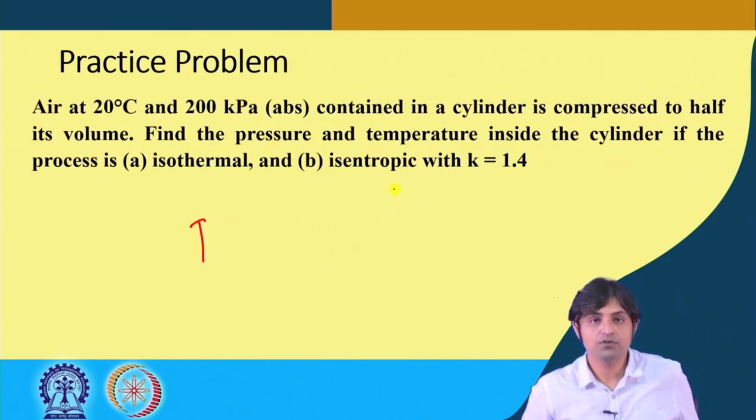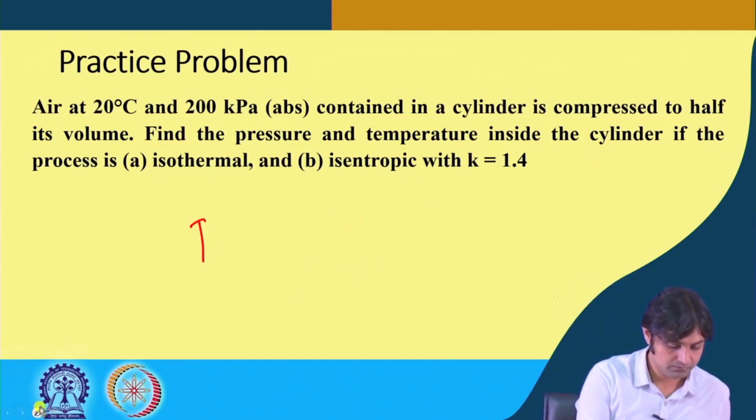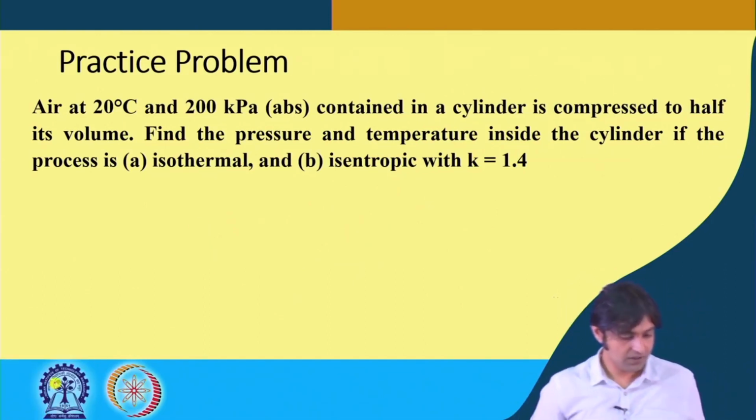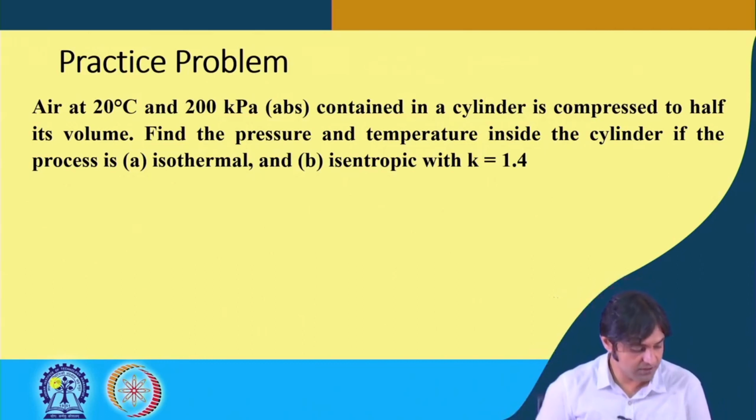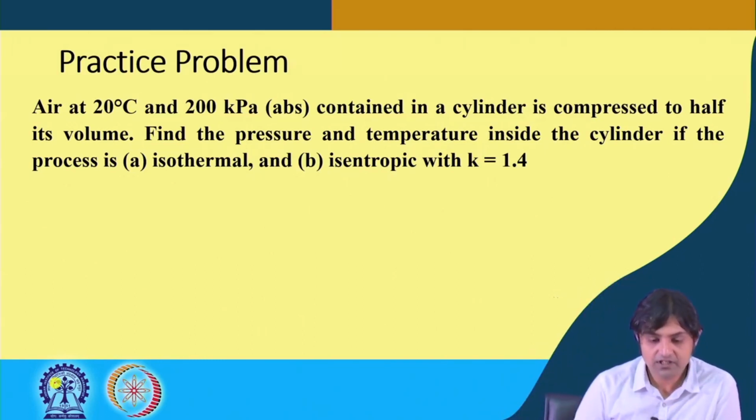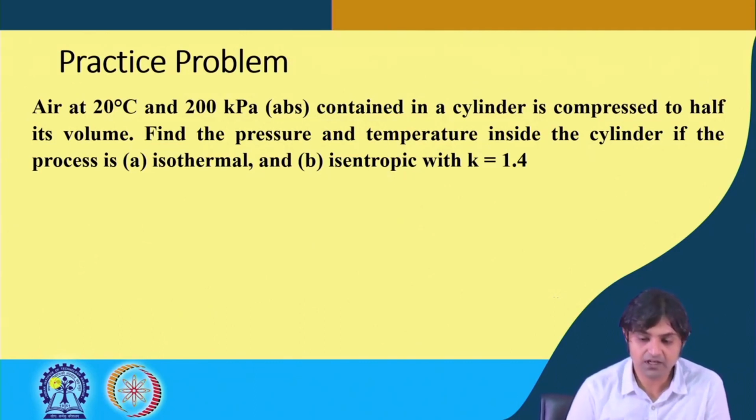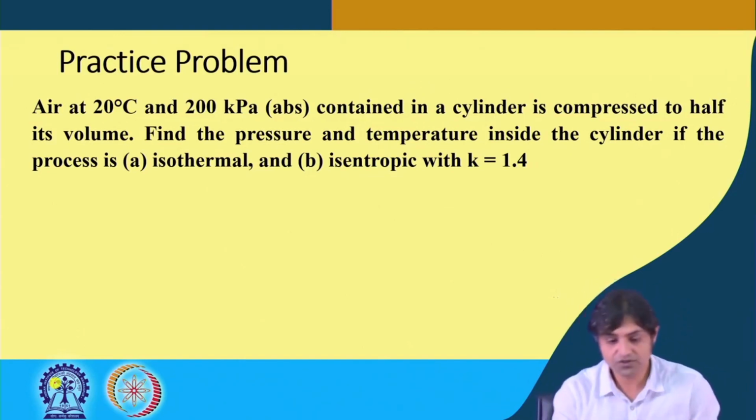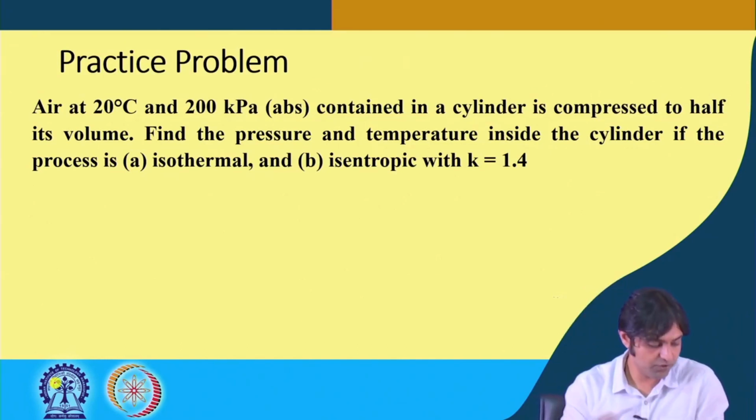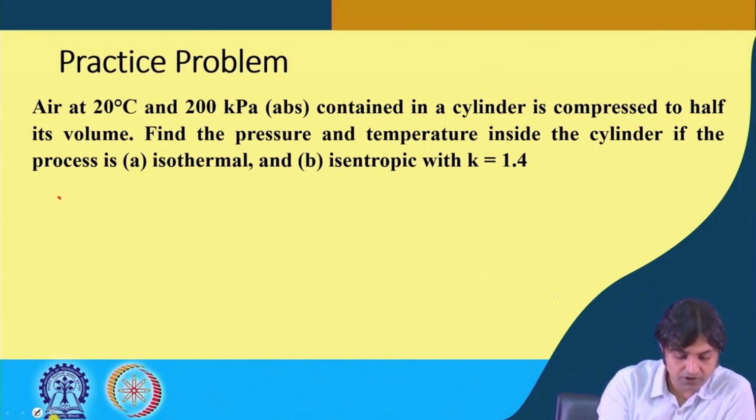Okay, now we go to our next problem, that is related to the air and the compression, so mainly related to the gas laws. So air at 20 degrees centigrade and 200 kilopascal contained in a cylinder is compressed to half its volume. Find the pressure and the temperature inside the cylinder if the process is A isothermal, and B if it is isentropic with K is equal to 1.4. So okay, the best way to go is to have the whiteboard. So whiteboard is very good.